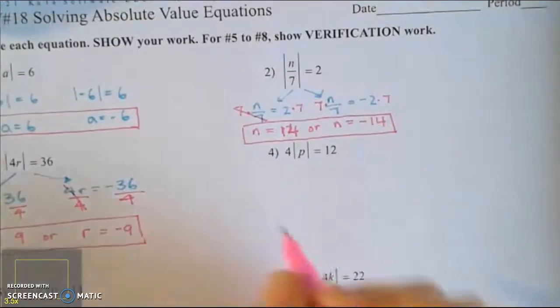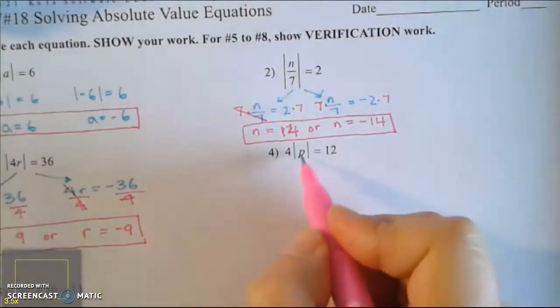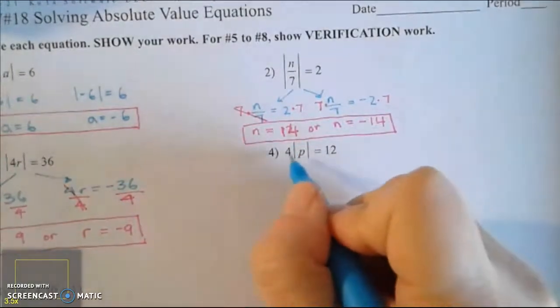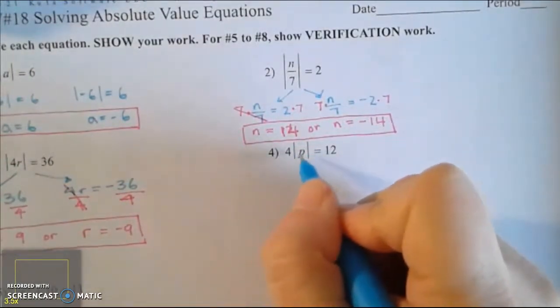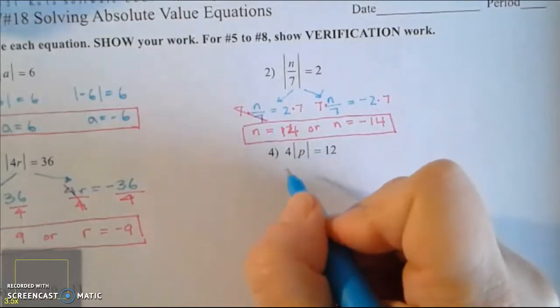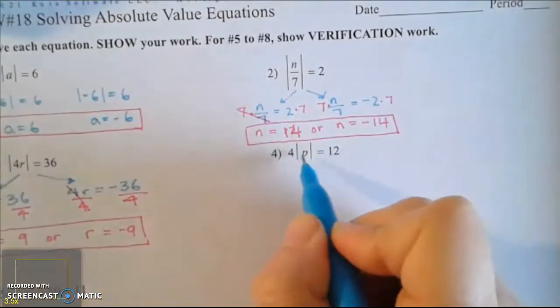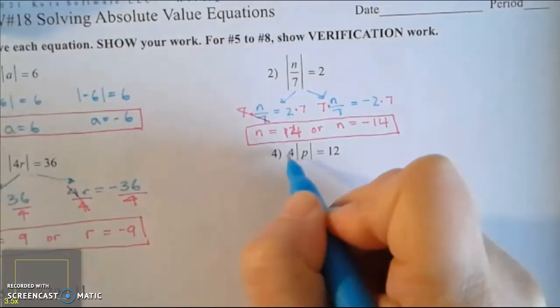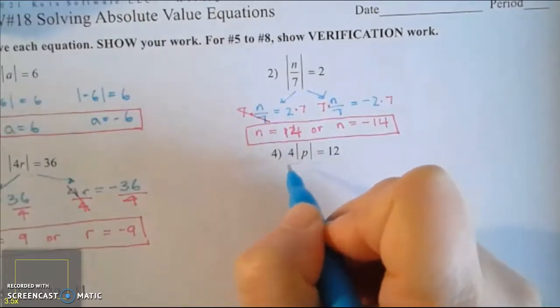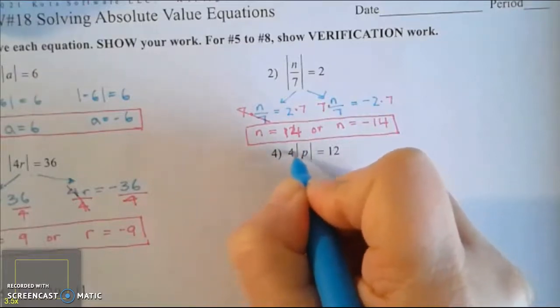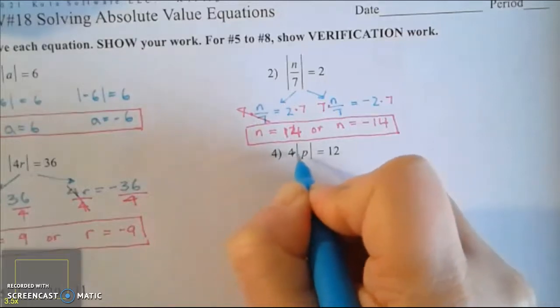Alright, then what about number 4? 4 times absolute value of P is equal to 12. Okay, what do we have here? We have absolute value of P here, but we have some number outside. That means, remember, we want to isolate just the absolute value symbol. It doesn't matter what's inside, but outside we need to take care of it first. So we need to get rid of this 4 first before we deal with the absolute value. So how do I get rid of this 4? 4 is multiplying to absolute value. So there's an invisible multiplication there.